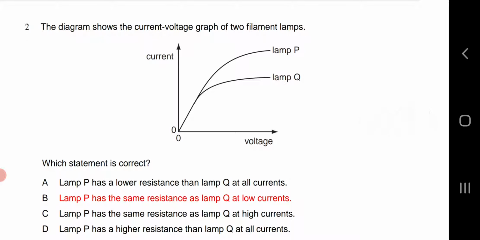Okay, question number 2. The diagram shows the current voltage graph of two filament lamps. Which statement is correct? If you see the two graphs P and Q, then you can easily find that lamp P has the same resistance as lamp Q at low currents. Option B.